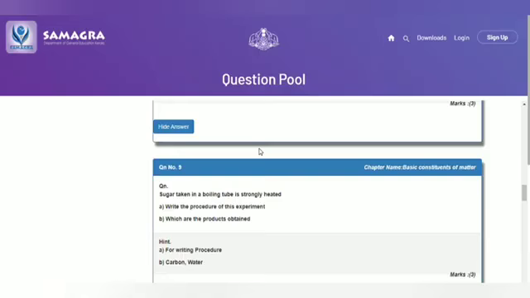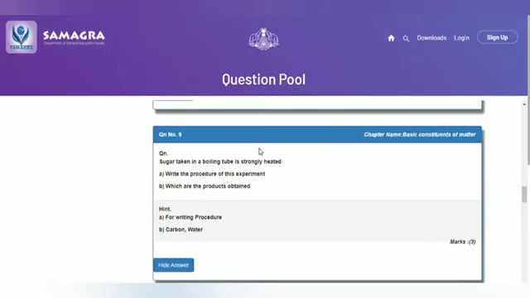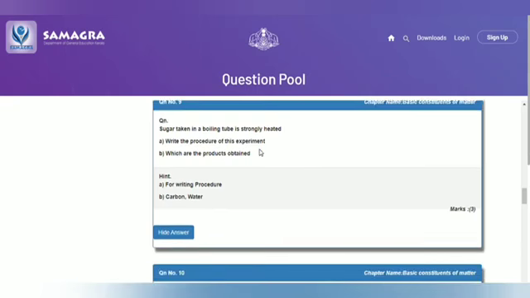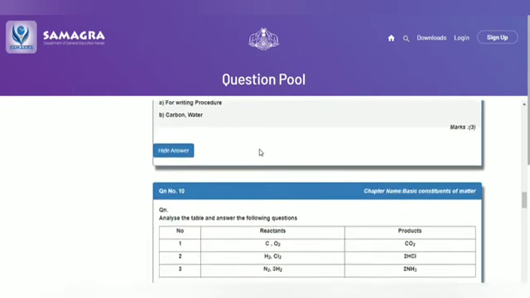Ninth question, sugar taken in the boiling tube is strongly heated. Write the procedure of this experiment. That is, sugar taken in a boiling tube is strongly heated. What are the products obtained? Carbon and water are the products obtained.